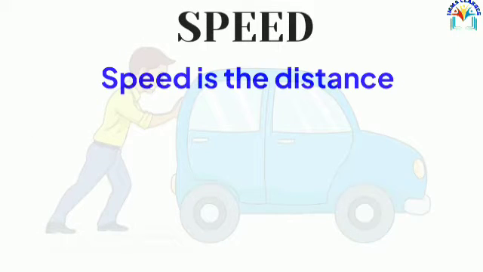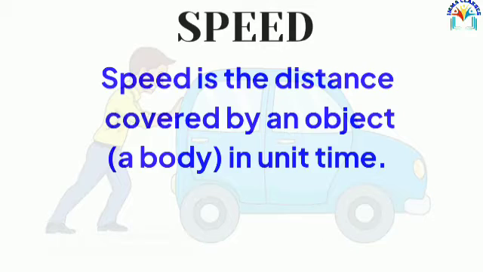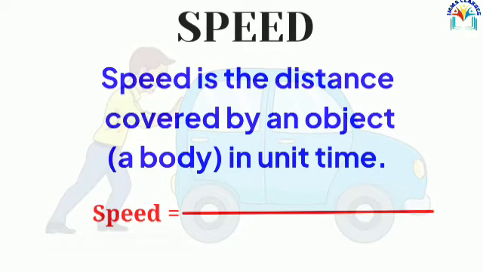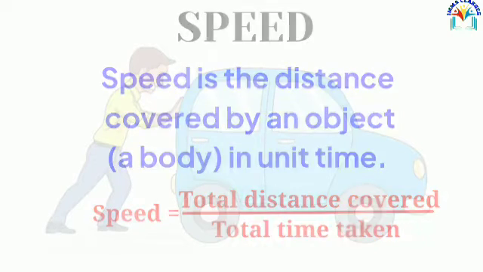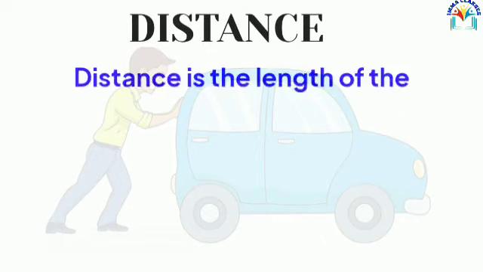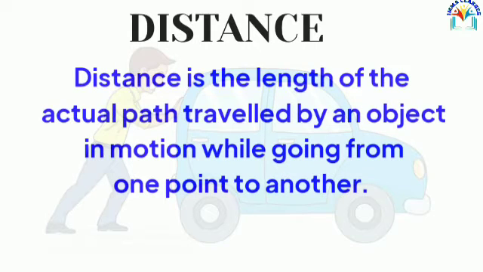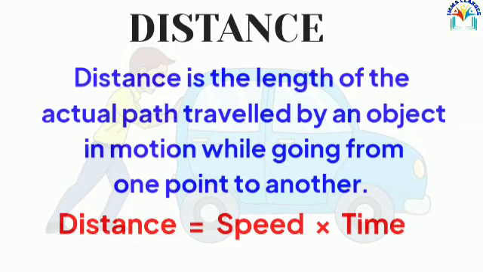What is speed? Speed is the distance covered by an object in unit time. Speed is equal to total distance covered upon total time taken. Distance is defined as the length of the actual path traveled by an object in motion while going from one point to another. Distance is equal to speed multiplied by time.